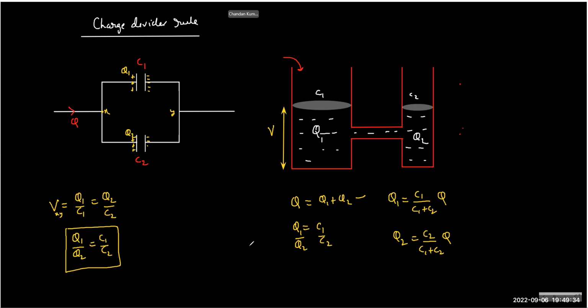Okay. So the two rules are really nice. The moment you see a circuit with parallel combination, and if you know the incoming charge, you can easily divide it with ease. So let's say I give you a simple question like this.